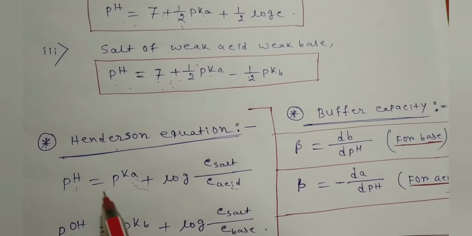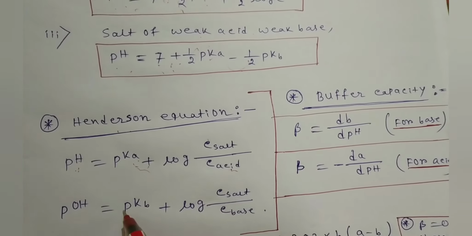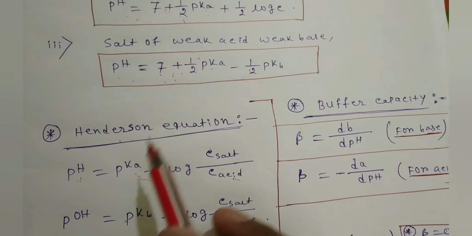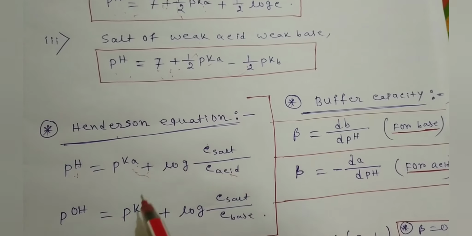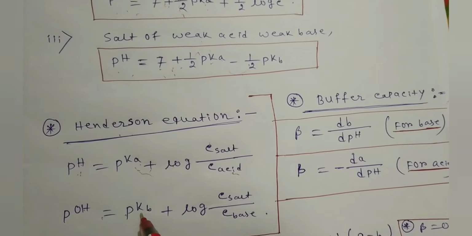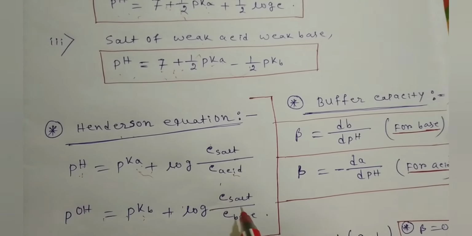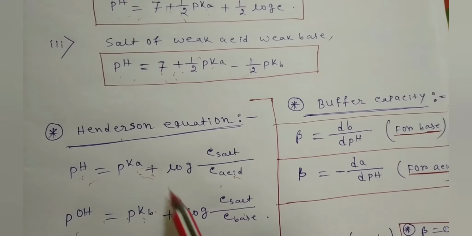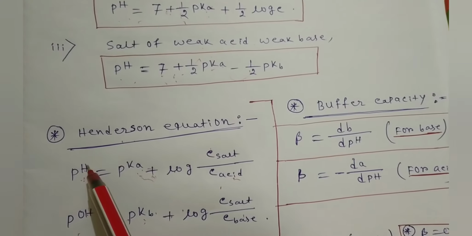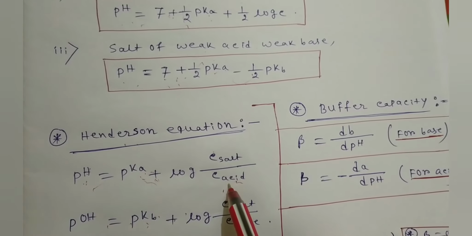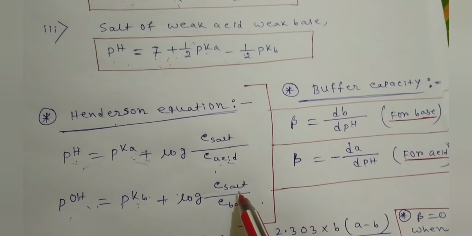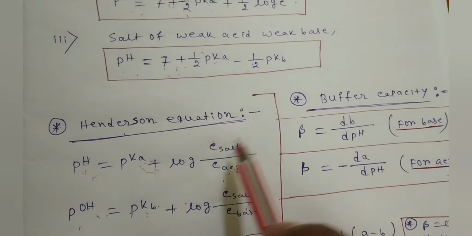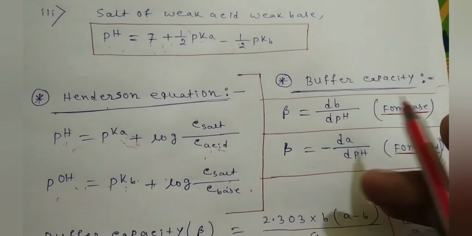For acid it will be pH, for bases it will be pOH equal to pKb plus log of C salt by C base. For acid it will be pK, for base it will be pKb, plus for both cases. For pH the denominator is the concentration of acid, and for pOH the concentration of base, and other things are the same. So these are the tricks to remember.